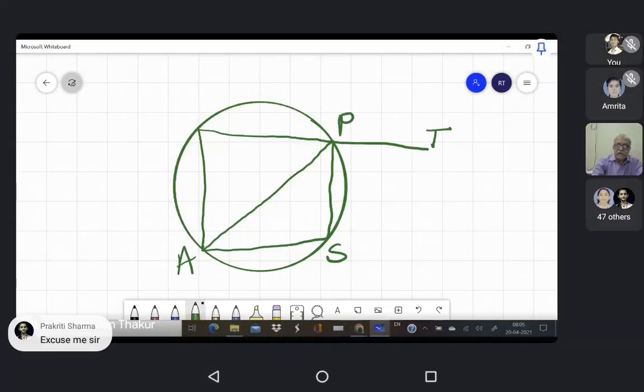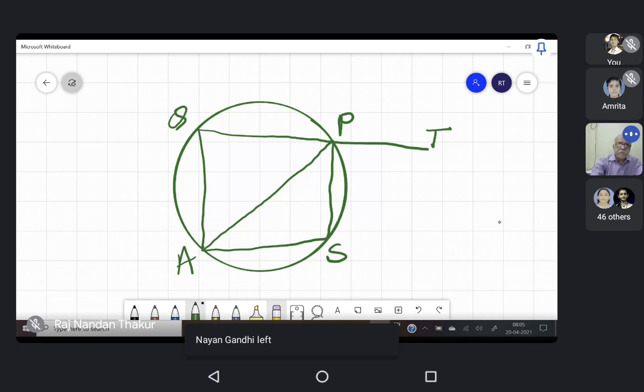P, T, Q. SP is the bisector of angle RPT. Where is R? Oh, this is R, not A. RPT. That means this angle is equal to this angle. Suppose this is X. Prove that SQ is equal to SR.